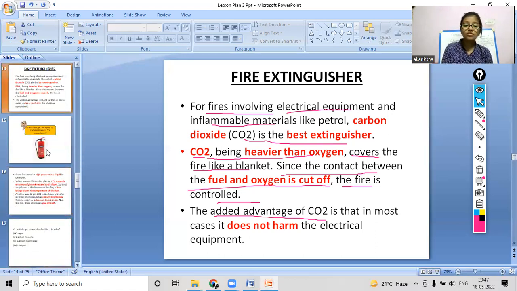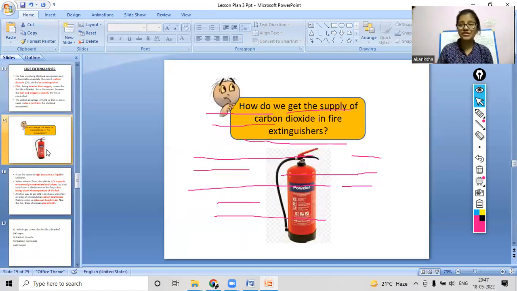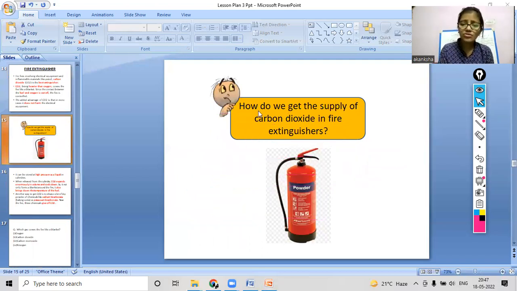Okay, so now we will move on ahead and we will see one curiosity question by Bujo, right? Bujo asks very good questions. So first question is, how do we get supply of carbon dioxide in fire extinguishers? Oh, now this is something to think about. We know that carbon dioxide is used for extinguishing the fire, but where are we getting the supply of carbon dioxide from?